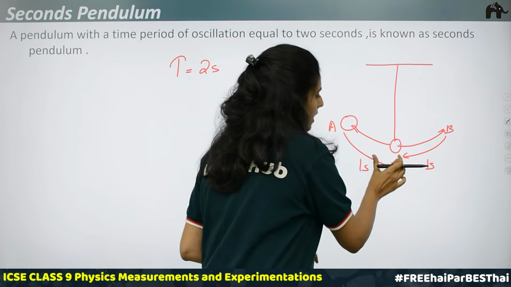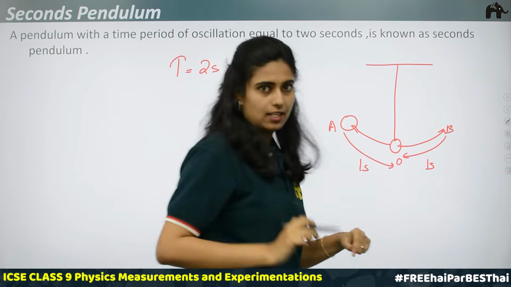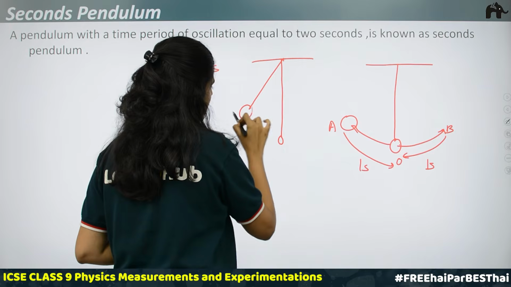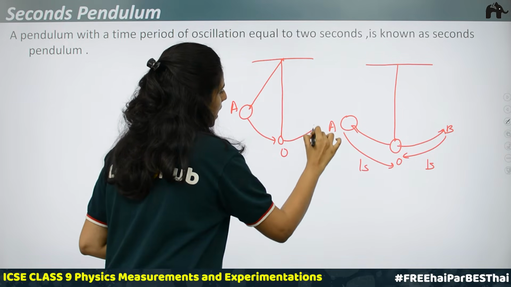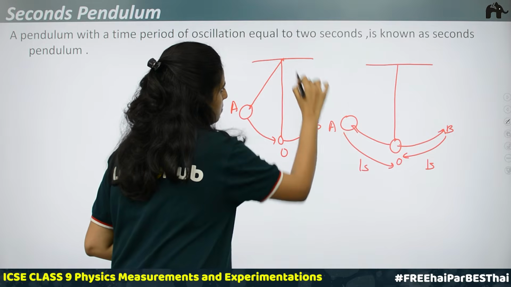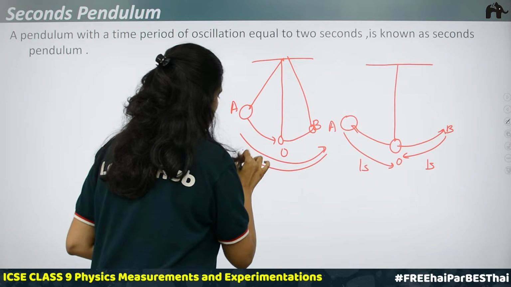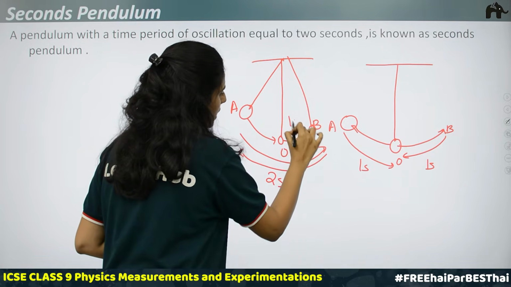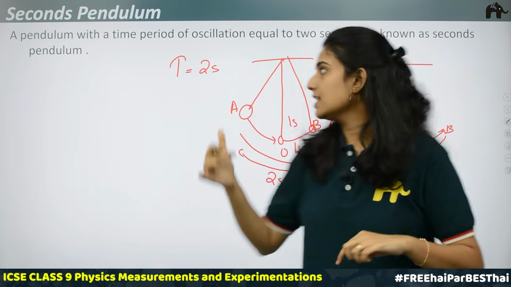So, here it makes a complete oscillation and the time taken will be 2 seconds, 1 second plus 1 second. Or if you are starting from the extreme end A, you are releasing the bob, it goes to O, from there to this end B, back from B to A, the total time taken will be 2 seconds. From A to B, the time taken is 1 second. From B to A, the time taken is 1 second. So, this is what a seconds pendulum is.